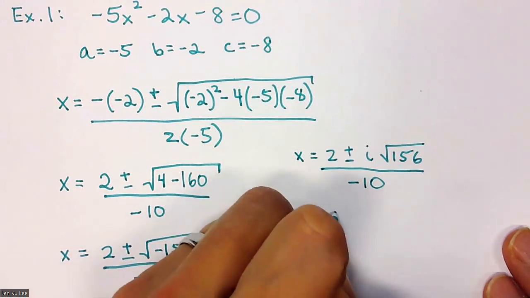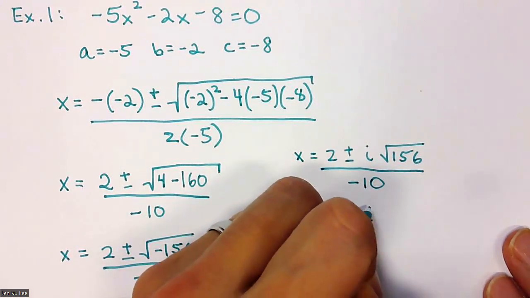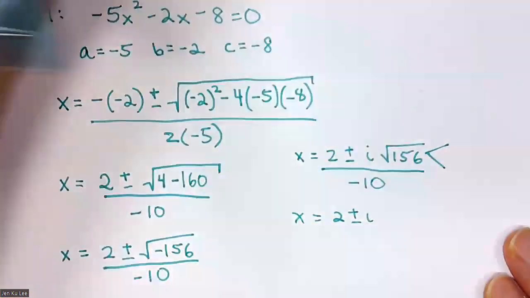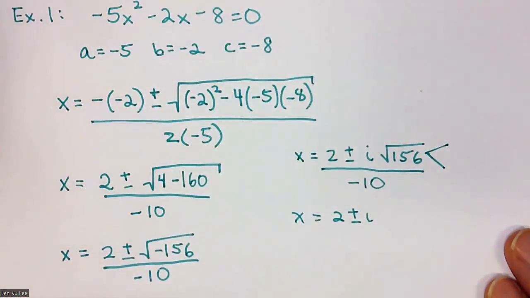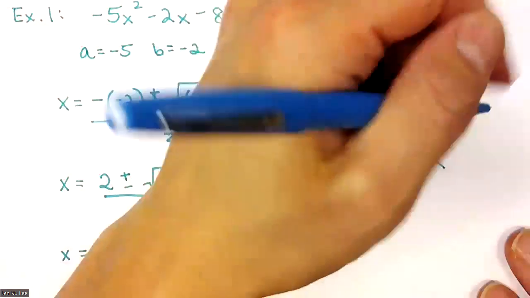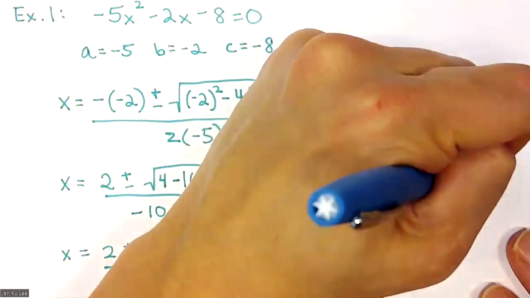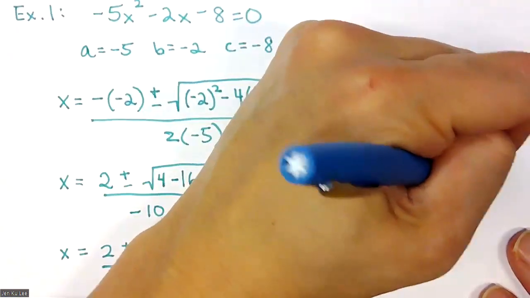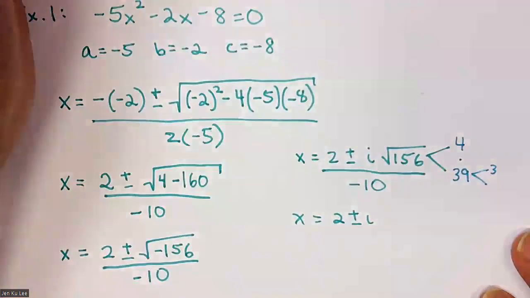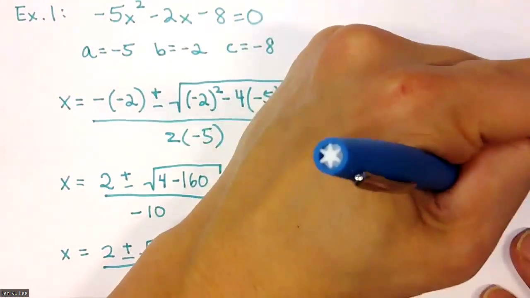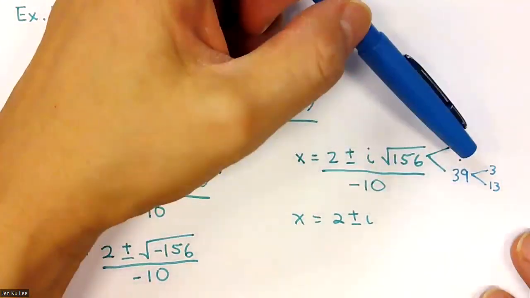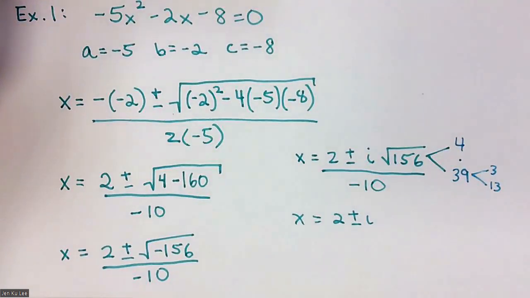So x is going to equal 2 plus or minus square root of 156. How do I break down 156? Can I pull out a perfect square? Can I pull out a 4? 4 times what? 39. I can pull out a 3. 3 and a 13, right? So 4 times 3 times 13 equals 156.